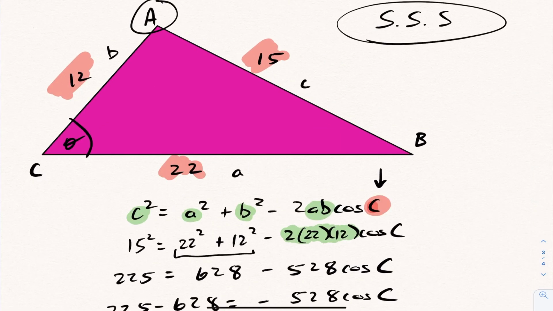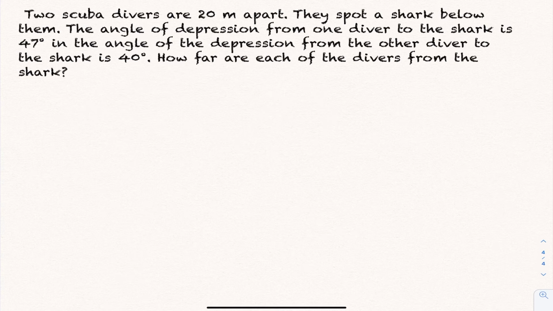All right, let's take a look at another problem. So in this problem here, we have two scuba divers who are 20 meters apart. They spot a shark below them. The angle of depression from one diver to the shark is 47, while the angle of depression from the other diver to that shark is 40. How far are each of the divers from the shark?